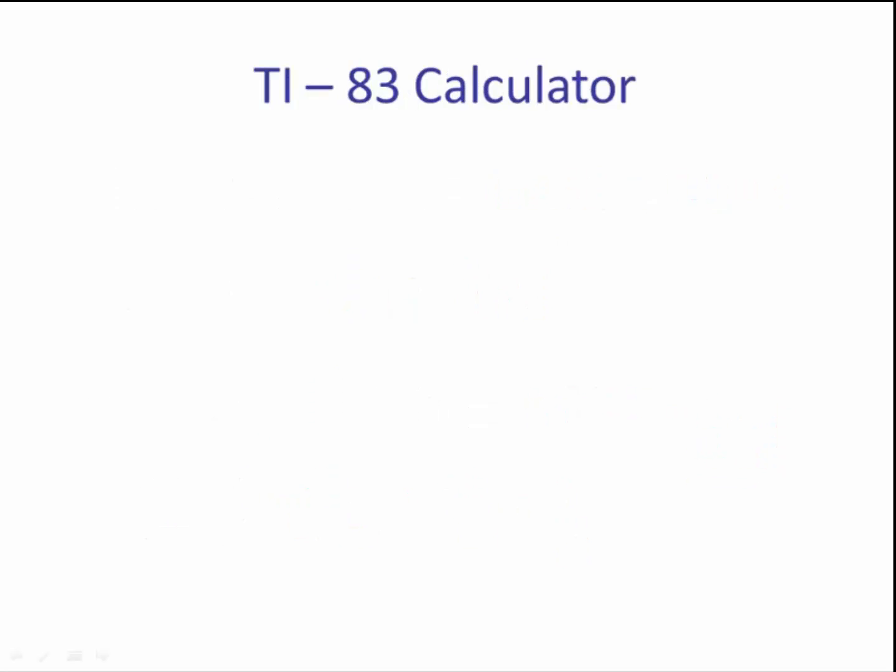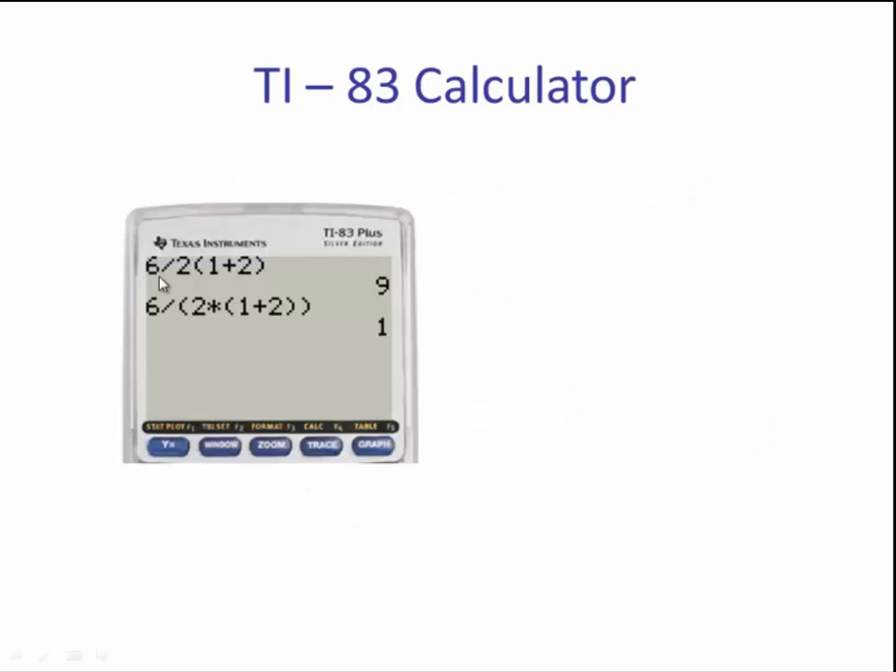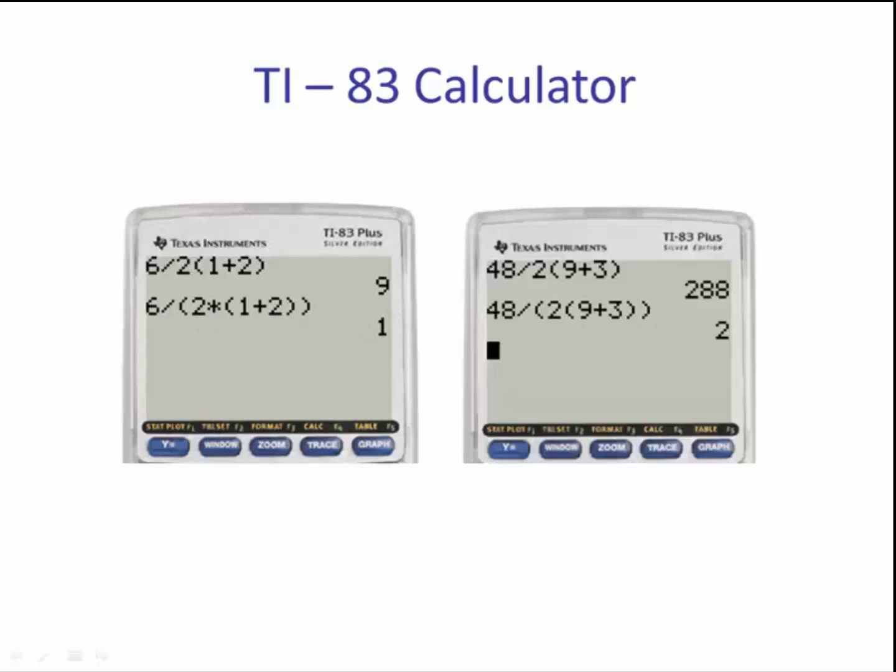Now let's verify this by using the calculator. The first one is 9, just like we got. And the second one, we need parentheses around the whole denominator, and we get 1. For the second problem, 288. For the first one, for the second one, 2. So our answers agree with what the calculator says.